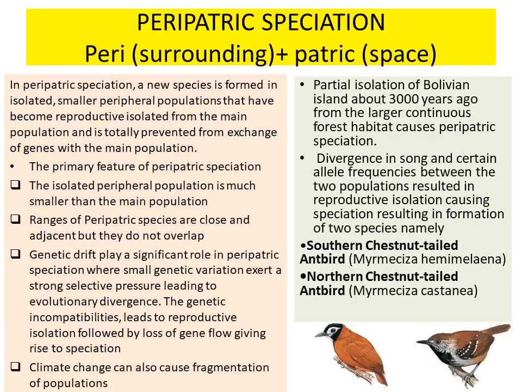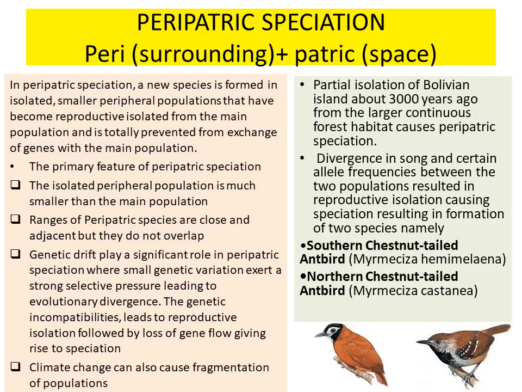Next is parapatric speciation. Parapatric speciation, para means surrounding, patric again means space. In parapatric speciation, a new species is formed in an isolated smaller peripheral population that has become reproductively isolated from the main population and is totally prevented from the exchange of genes with the main population. The primary feature of parapatric speciation is that the isolated peripheral population is much smaller than the main one, right? The second is that the ranges of parapatric speciation are close and adjacent, but they do not overlap.